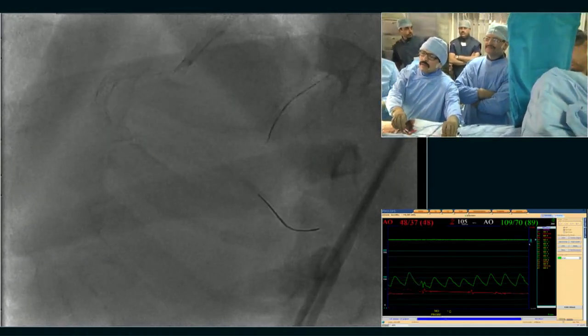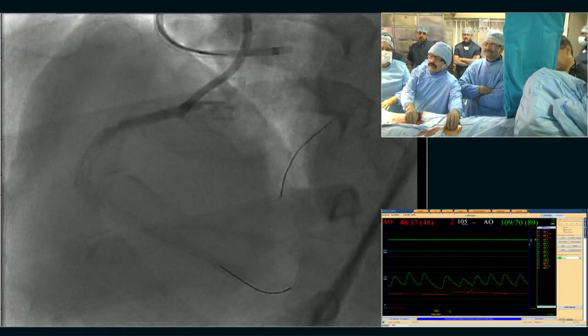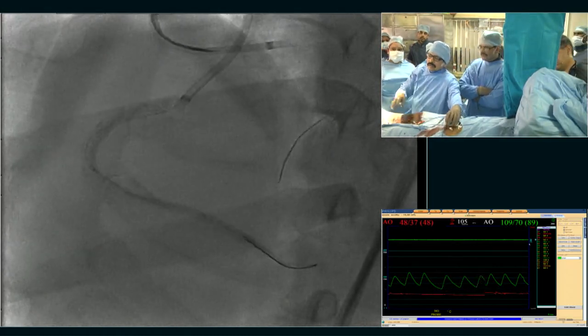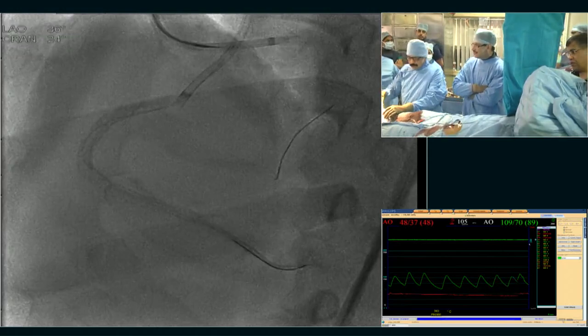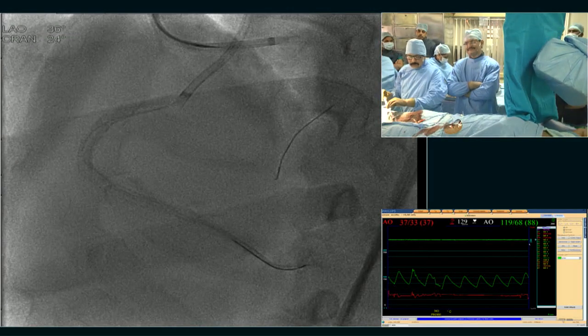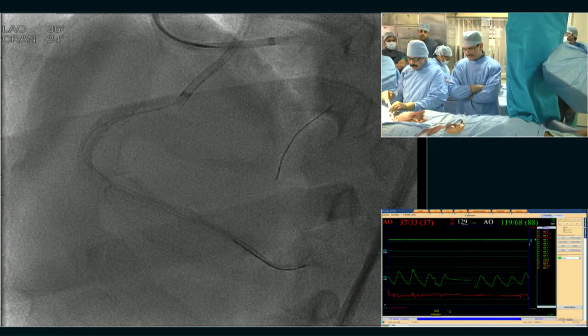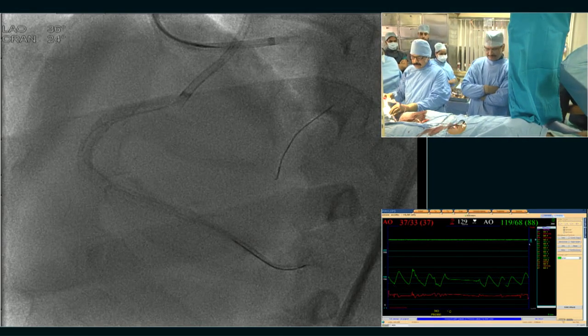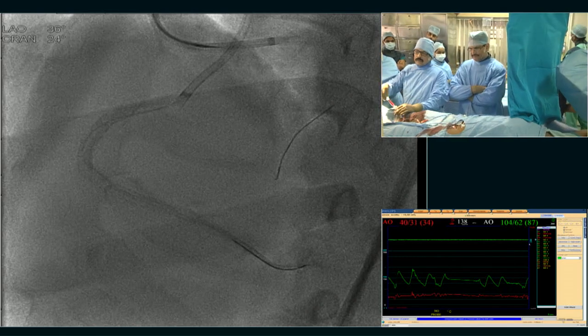Okay, so which double lumen microcatheter will you use now? We are using Crusade only. Sasuke is also available, but right in the lab we are using Crusade here. Okay.